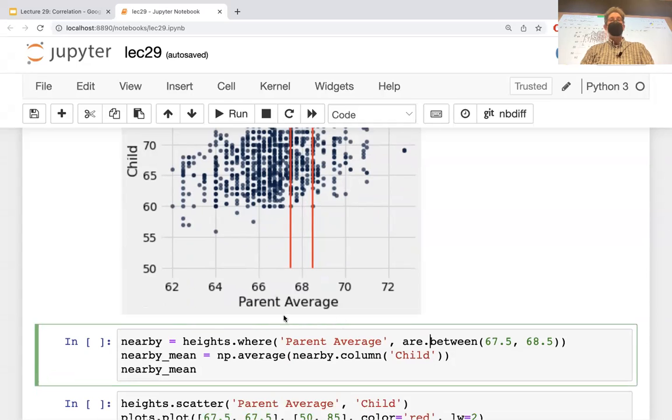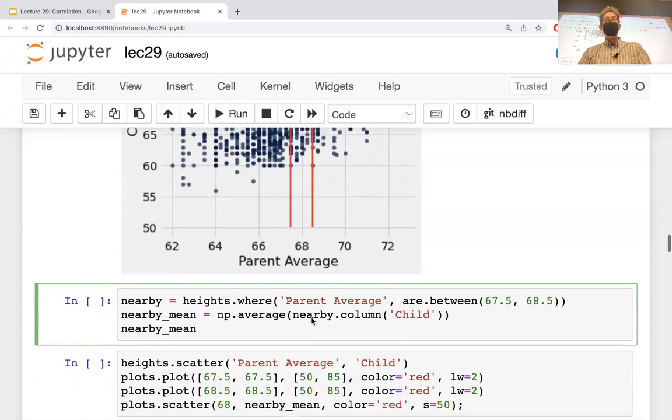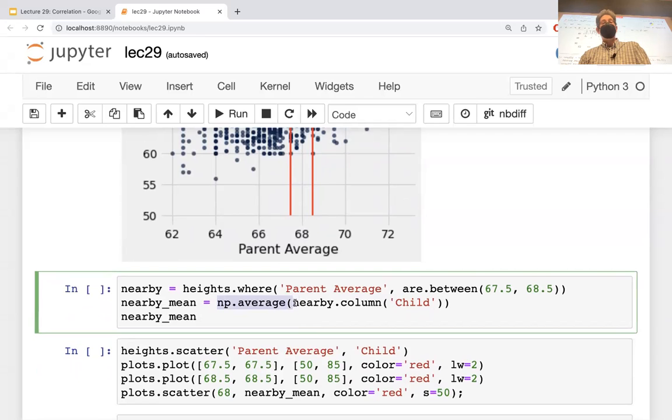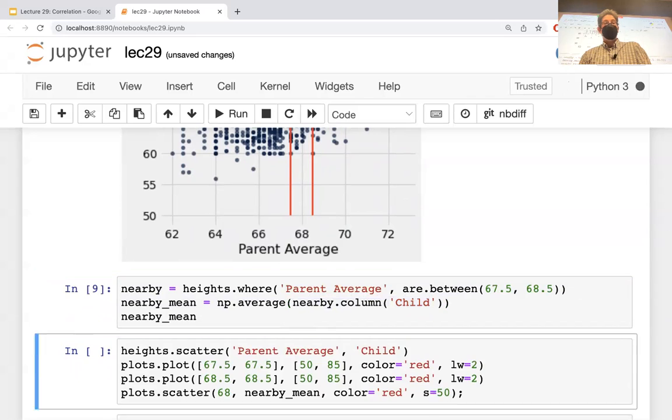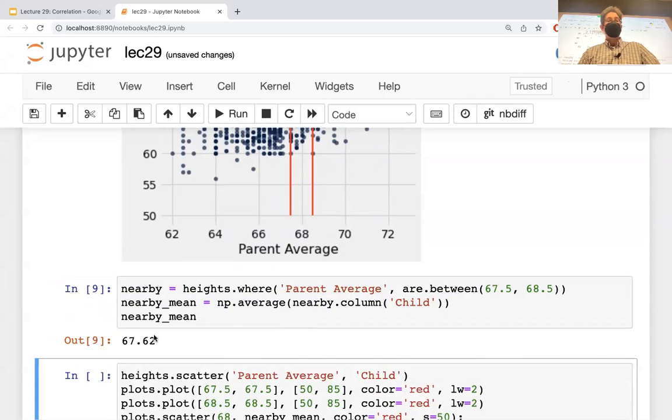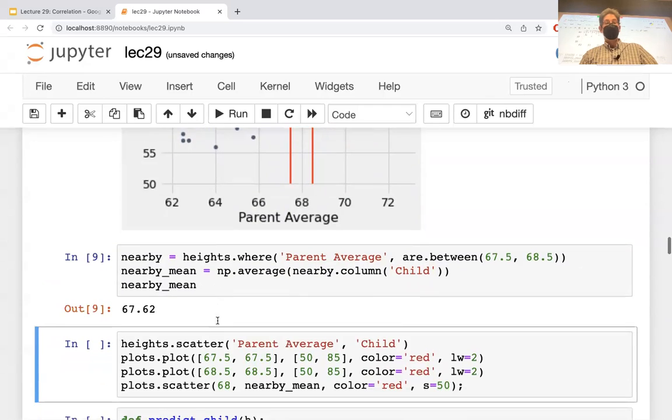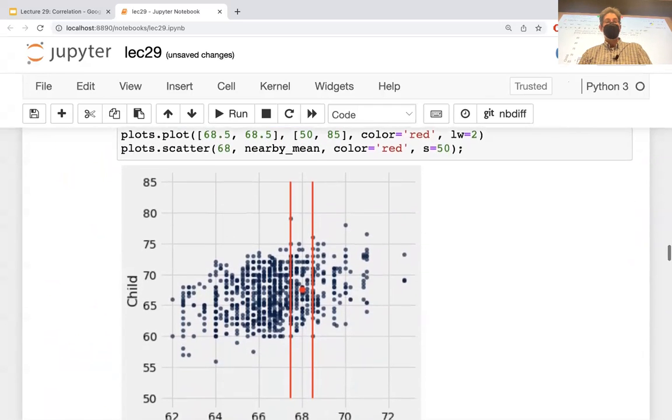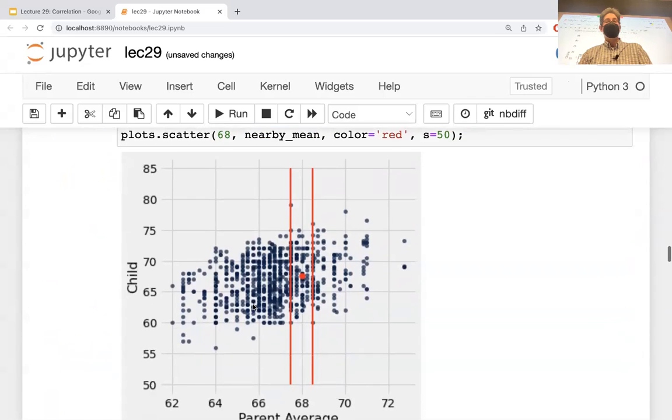So we averaged the outcomes of the individuals where we did know the outcome. And here we did. So we found just the folks whose parent average was right about the one that we're interested in, averaged the outcome, the child height, and got an average height of 67.62, which we can draw on our scatter plot as a red dot. So all this code just does the same thing we had before, but with a red dot at the average, which is the average Y value among all the dots that are within 67.5 to 68.5.